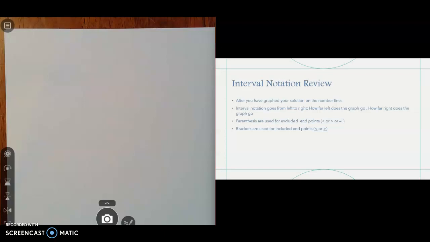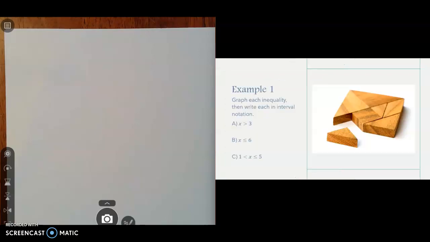And then you'll use parentheses for excluded endpoints. So if you have a less than or a greater than, or if you have any kind of an infinity, because you can never quite include an infinity, there's always more in that direction, those would use parentheses. Brackets are going to be used for included endpoints. So if you have a less than or equal to, or a greater than or equal to, you're probably using a bracket.